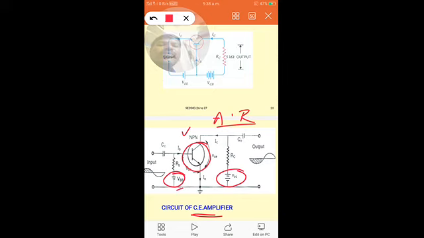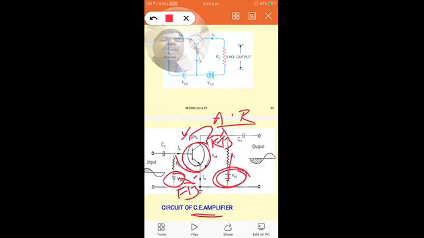This VBB keeps the input junction forward biased, and this VCC keeps the output junction, the collector base junction, in the reverse bias. So the output junction is reverse biased and the input junction is forward biased, so that the NPN transistor works in the active region.